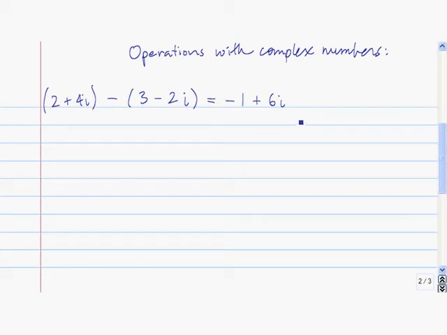We add complex numbers similarly. So the complex number 4 minus i plus the complex number 2 plus 3i is real part 4 plus real part 2, which is 6, imaginary part negative i plus imaginary part 3i, and that gives us positive 2i.